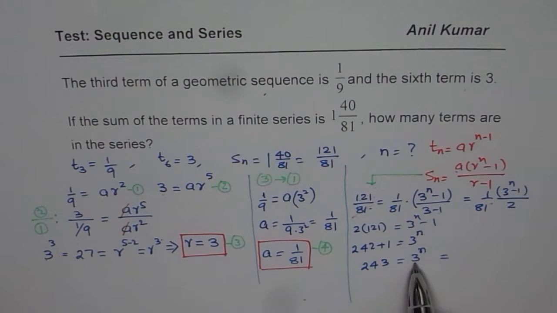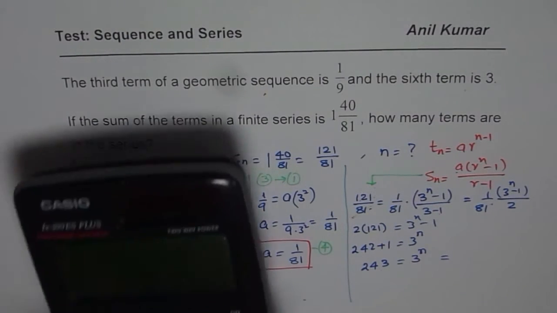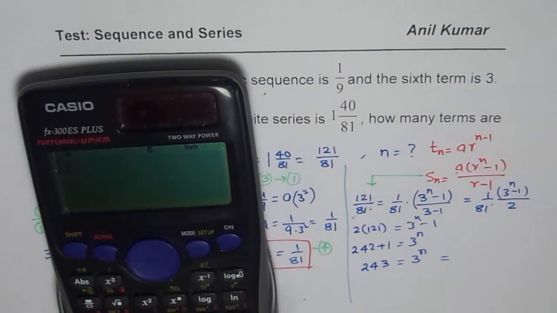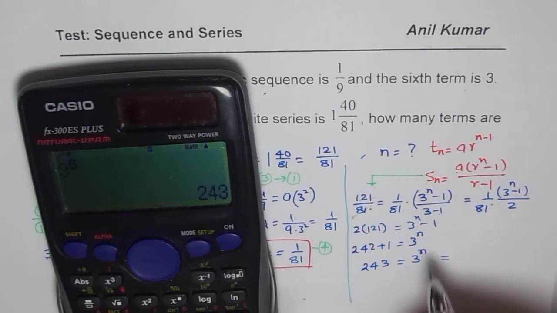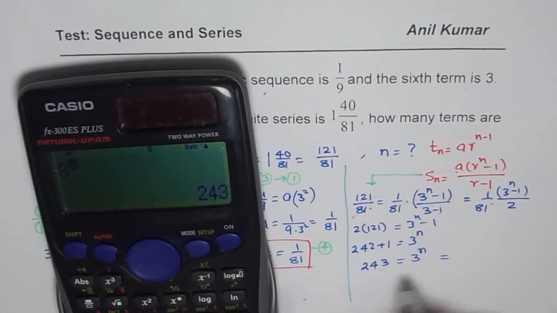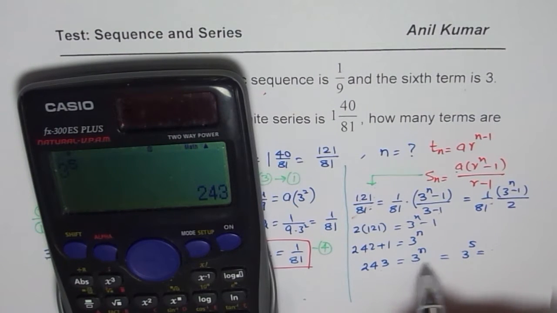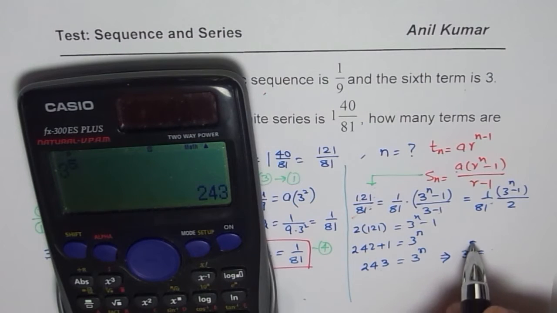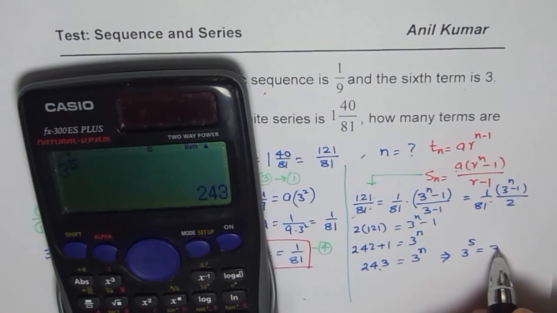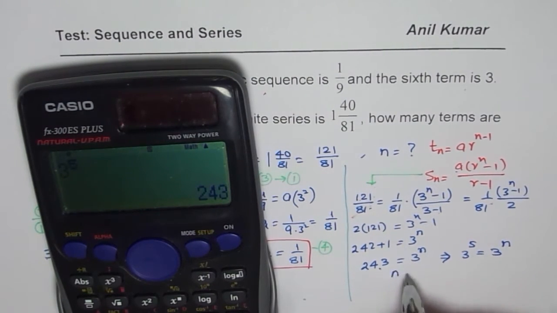Now since we have base as 3, 243 is 3 to the power of what? This is what we have to find. 3 to the power of what is 243? So let's try. Let me just put in a number, 4. 4 is not working, 81. 3 to the power of 5 is what? 243. That works. So 3 to the power of 5 equals 243, right? So now this implies that 3 to the power of 5, which is 243, equals 3 to the power of n. And therefore, n should be equal to 5.